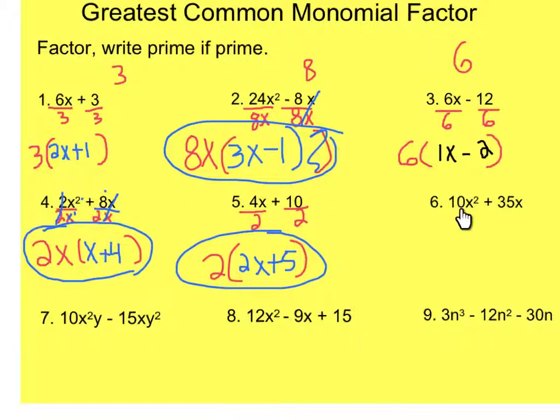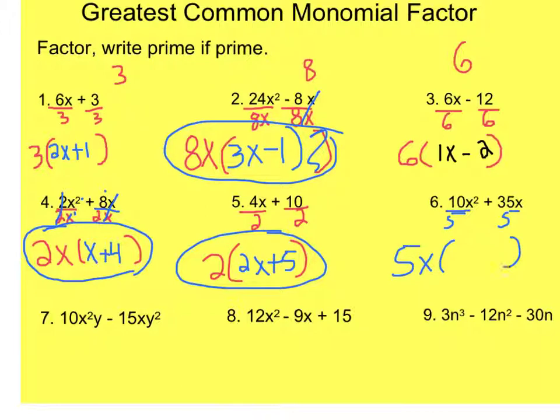What's the greatest common factor between 10 and 35? Now I know that 5 can divide both of them. So I'm going to divide them both by 5. I also have to look at the variables. There's an x here and there's 2 x's here. So the most I can take out is just 1x.